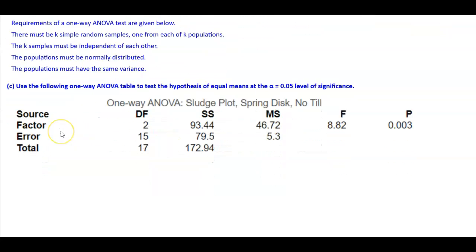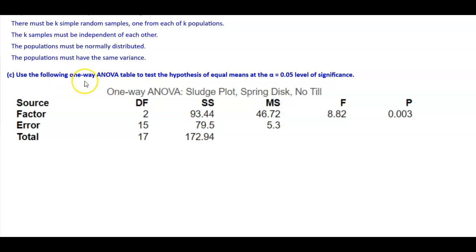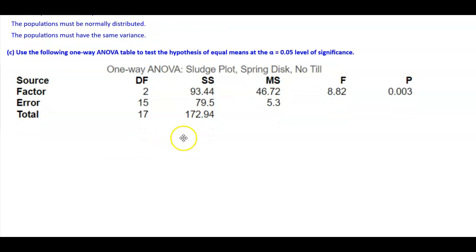In part C, it says use the following one-way ANOVA table to test the hypothesis of equal means at the alpha equals 0.05 level of significance. So here is the one-way ANOVA with the sludge plot, spring disc, and no-till. Here's the source, df degrees of freedom, the sum of the squares, the mean of the squares, the F test statistic, and the p-value. We have the factor, which is the first row, the error, which is the second row, and then the total, which is the third row.